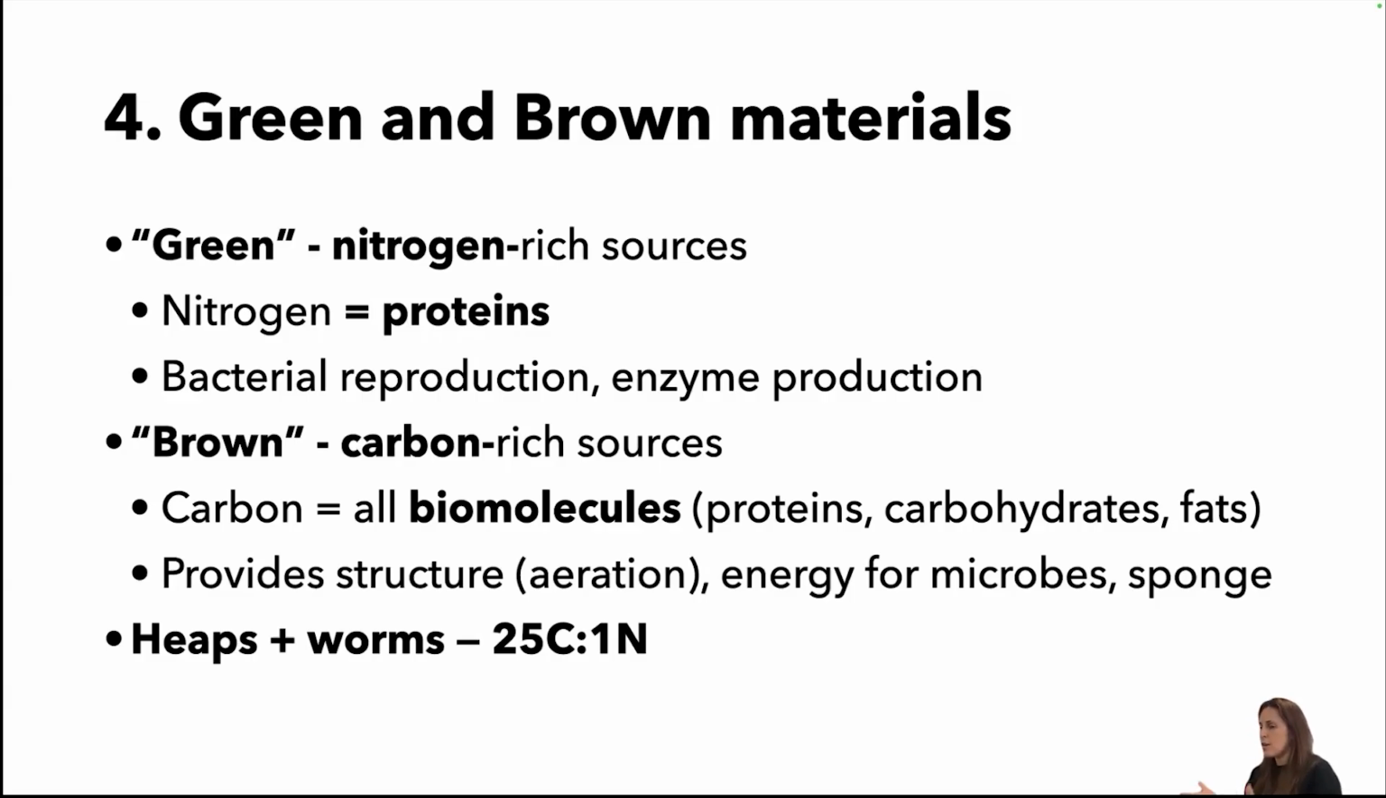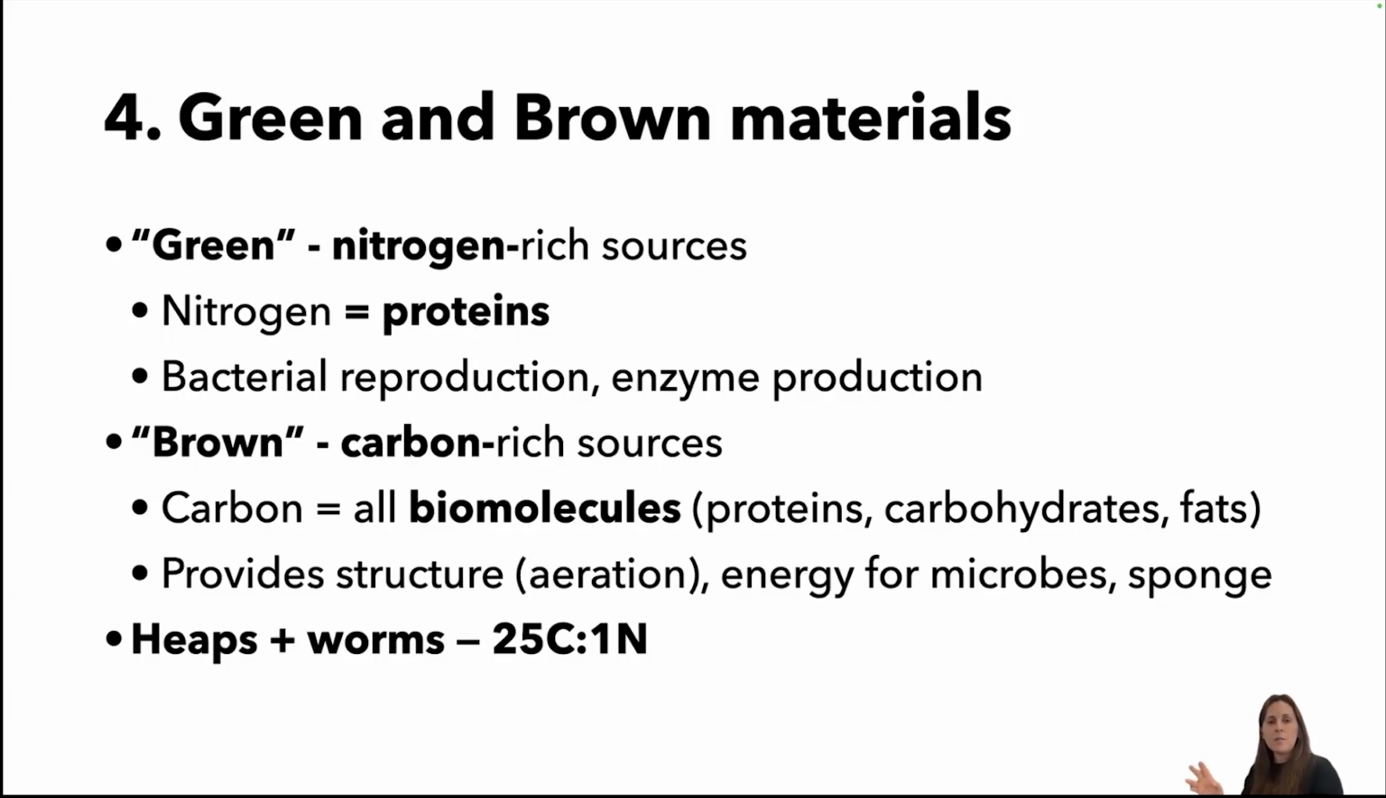And so that structure is important because if our heap collapses, then we push out all of the air and we switch from an aerobic setting to an anaerobic setting. So it pushes out all that air, and then all of a sudden you're going to end up with maybe the generation of slime, right? And so having brown material in there will provide that structure. It also provides energy for the microbes because any of these carbon-rich sources are very easy to, well, not easy, but they can be broken down to the simple sugars that microbes need in order to live, thrive, and multiply.